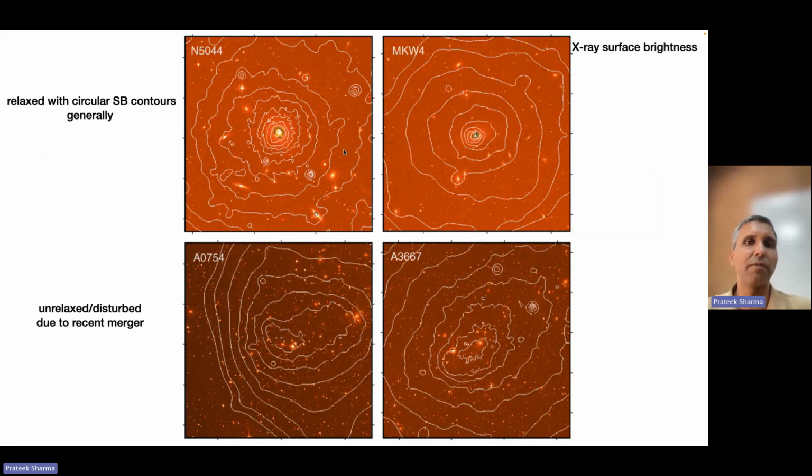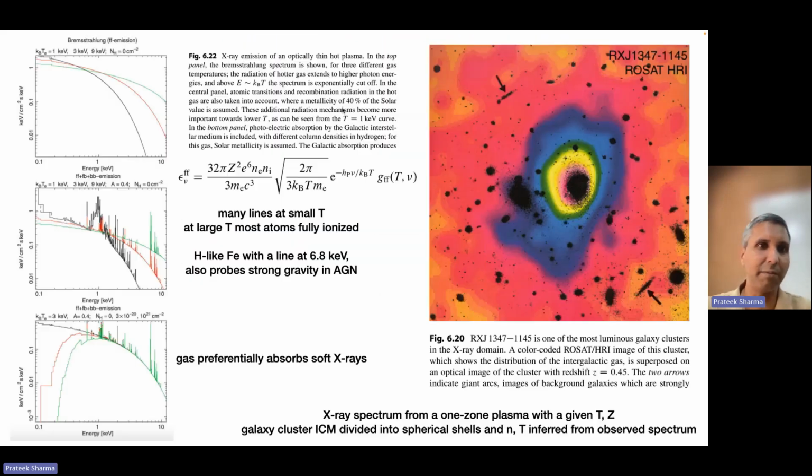Suppose you have such a galaxy cluster. From observations, what you can actually do is divide this into various zones and get the spectrum from each zone. Once you have the spectrum, from the spectral lines and the shape of the exponential cutoff, you can tell what the plasma temperature is. And from the magnitude of emission, that is, from the flux, you can also get a sense of the density of the emitting plasma.